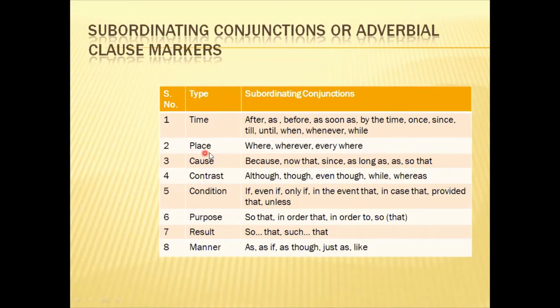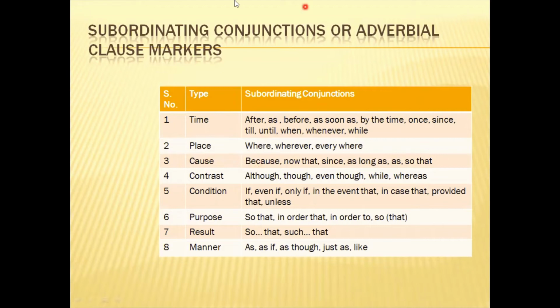Whenever you go to the adverbial clauses of place, we use words like where, wherever, everywhere. For example, I say, I am here. I am in the same place where I was yesterday. See, I am in the same place is one clause. I was yesterday is the second one. When I'm combining it, I'm using the word where. Clear?